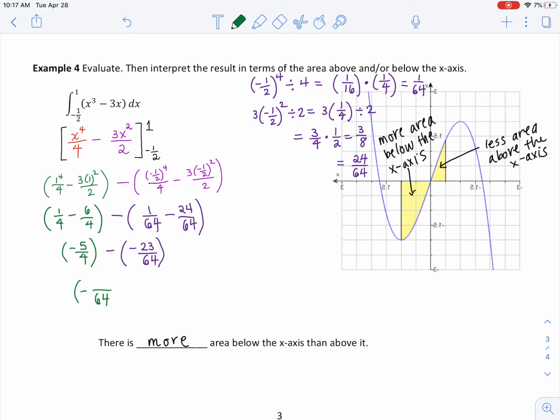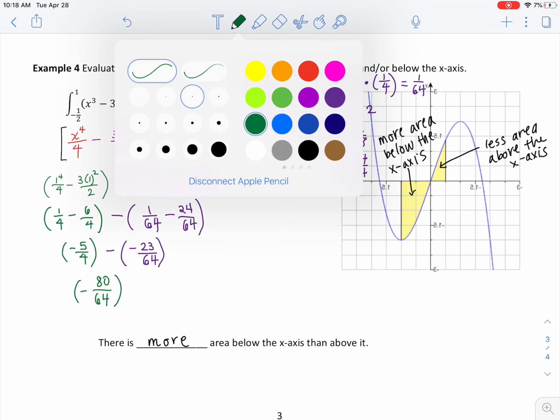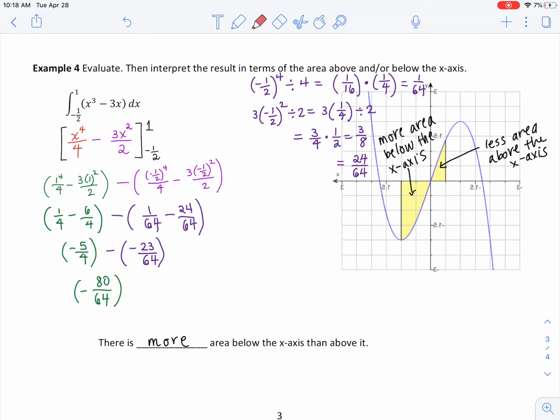Hold on 1 second. So I'm going to do 64 divided by 4, which is 16. And 16 times 5 is 80. So the first fraction, the green one, is -80/64. And then finally, notice this is subtracting a negative, so I'm going to write this as plus 23/64.